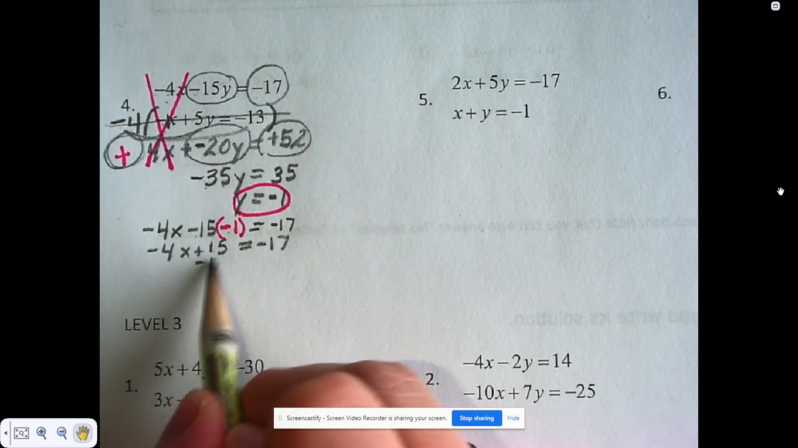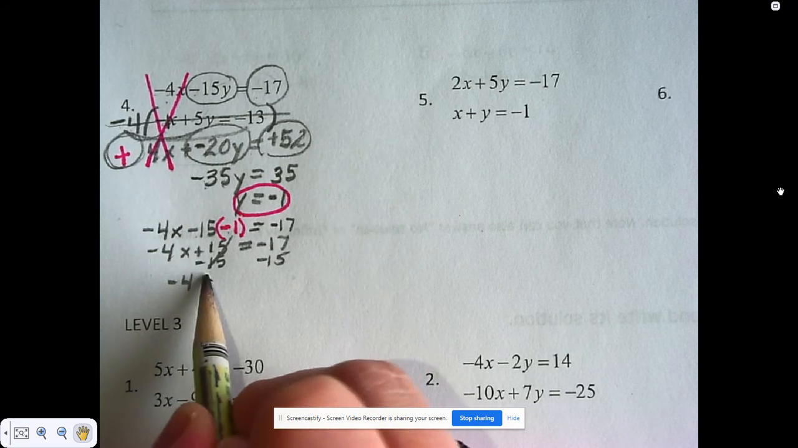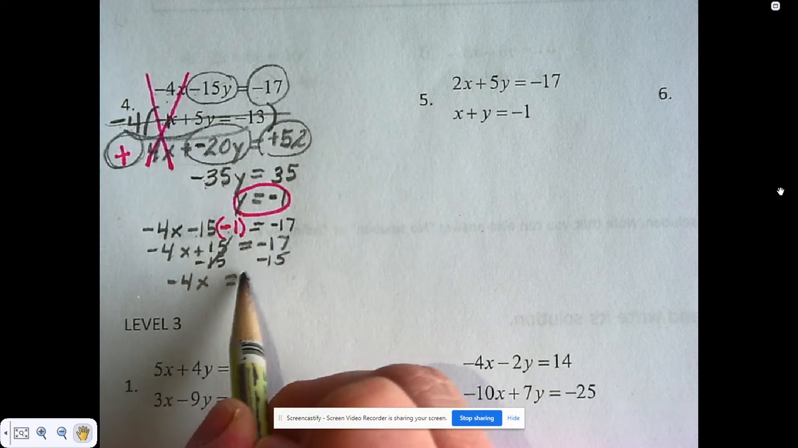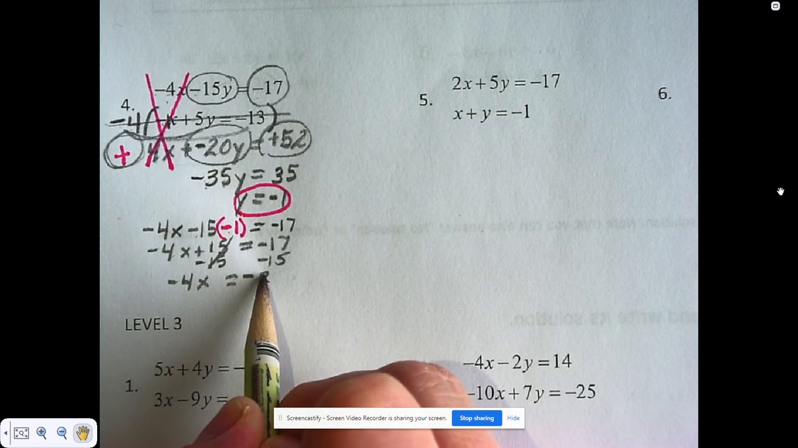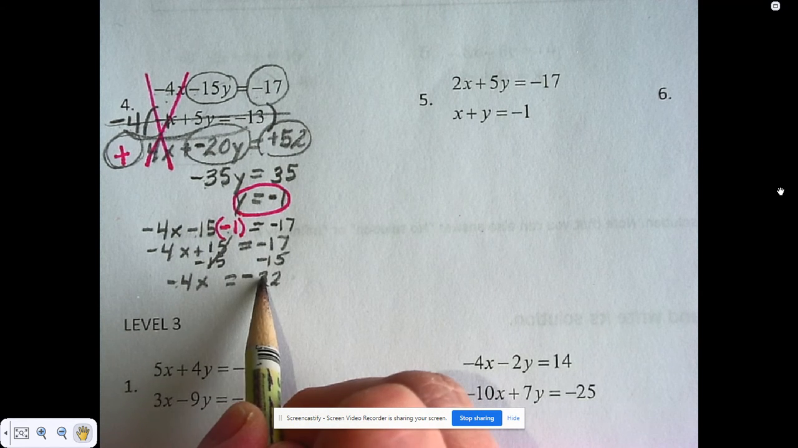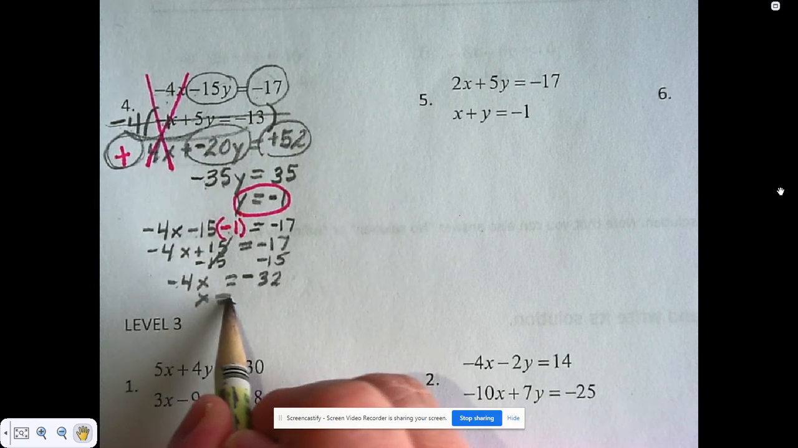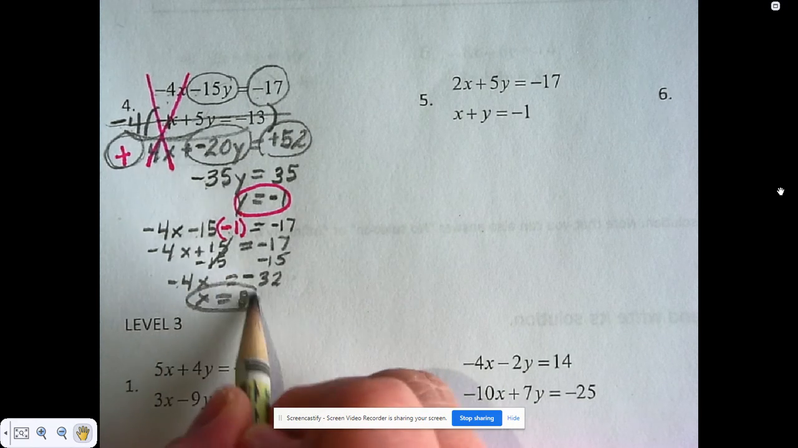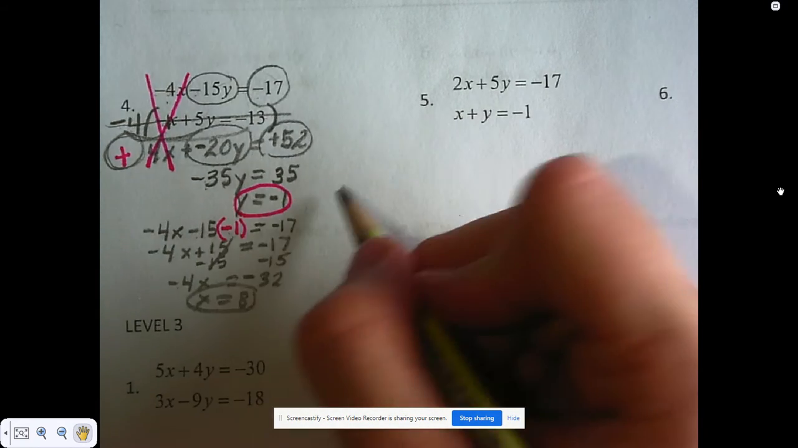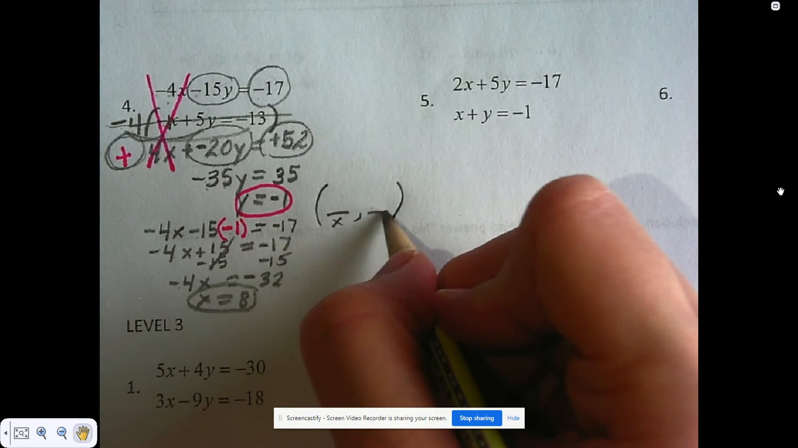I'm going to subtract 15 from both sides. That cancels out. I get -4x equals a negative, and a negative is more negatives, that is -32. -4 times what is -32? That is going to be an 8. So there's my solution, but remember I write my solution as a solution point. I have my x and then I have my y.